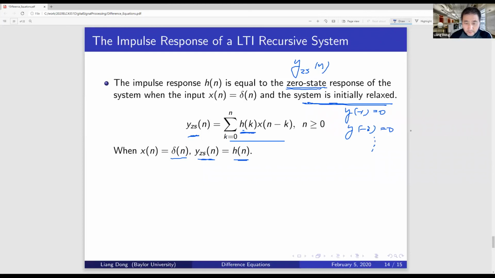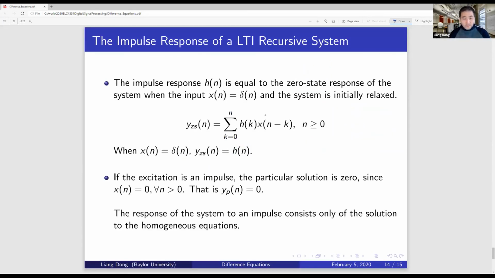Because if you plug this in, we find out x is delta n, so x of n minus k is delta n minus k. They only take one non-zero value when n equals 0. So when k equals n, we have a delta 0, so indeed we got this part. We can see that from this equation, and of course that's something we already know. If you write this in this convolution sum, the input is delta, the output is Hn, that is our impulse response.